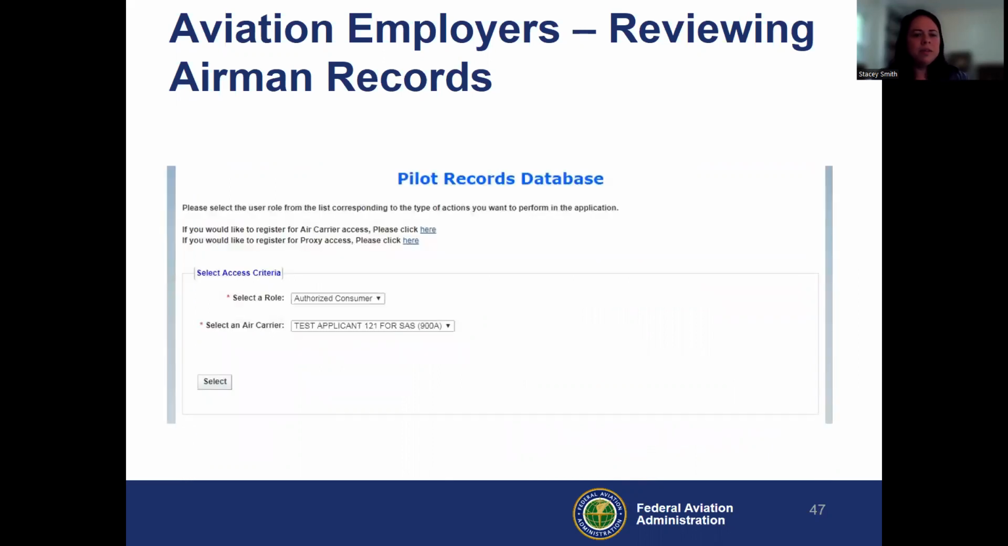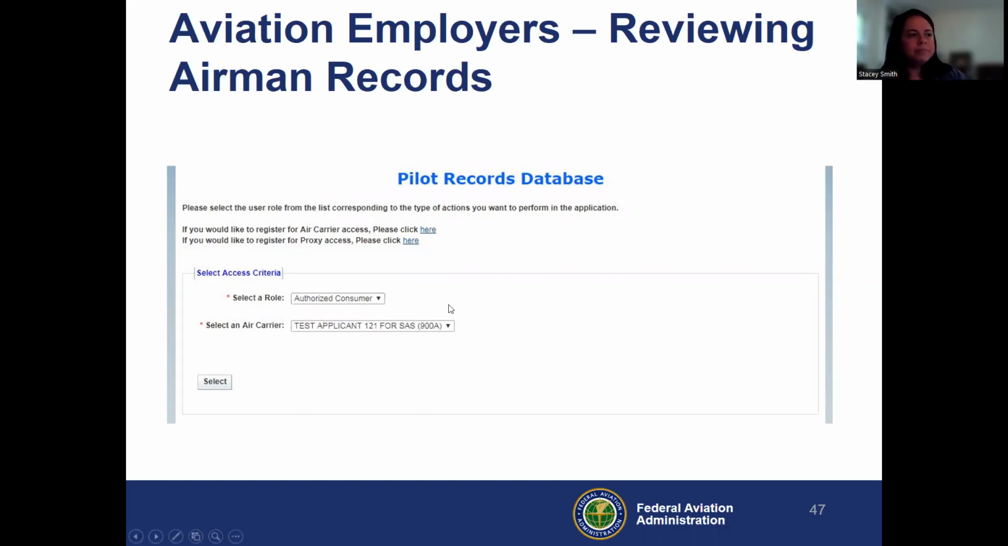And when you come to this page, you'll be asked to select a role. So for right now, Authorized Consumer would be the role that you want to select for reviewing records. Also, if you're a responsible registered person, just a quick note that when you select this drop down, you won't see Authorized Responsible Person as an option. It'll be Authorized Consumer, User Manager, or the other roles in Pilot Record Database. Sometimes that creates a little bit of confusion.